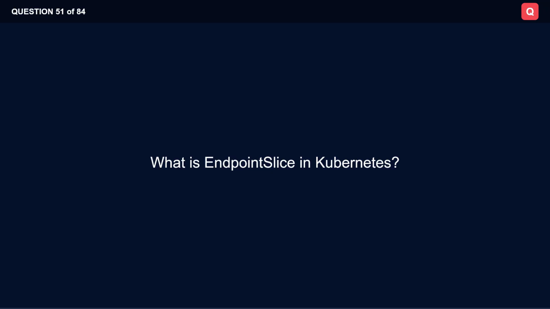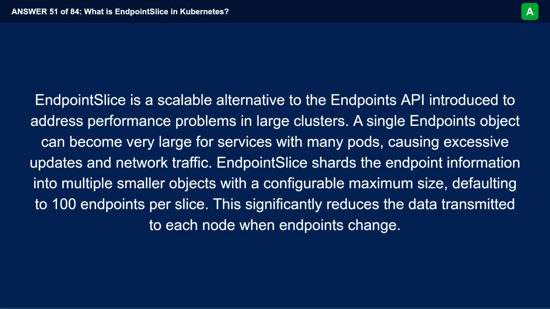What is an EndpointSlice in Kubernetes? EndpointSlice is a scalable alternative to the Endpoints API, introduced to address performance problems in large clusters. A single Endpoints object can become very large for services with many pods, causing excessive updates and network traffic. EndpointSlice shards the endpoint information into multiple smaller objects with a configurable maximum size, defaulting to 100 endpoints per slice. This significantly reduces the data transmitted to each node when endpoints change.